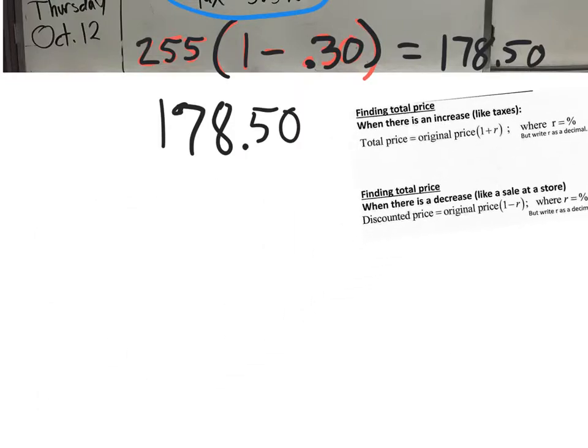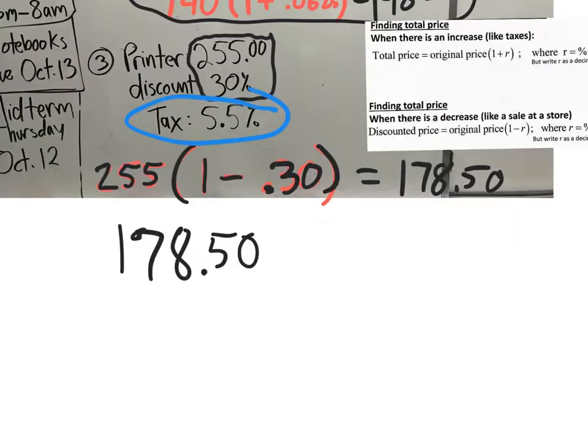So we're going to put 178.50 times 1 plus. Now, what is the 5.5% written as a decimal? It's 1 space, 2 spaces, so it's going to be 0.055. So let's put 0.055. So for taxes, which increases the price, it'll obviously be a plus right here. For discounts that decrease the price, obviously it's going to be a minus right here.